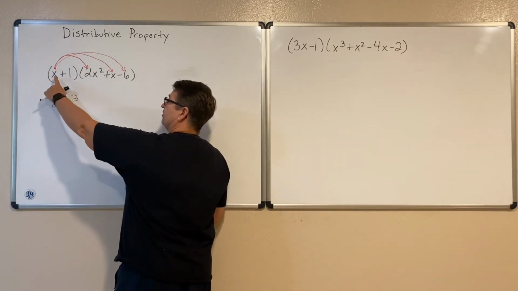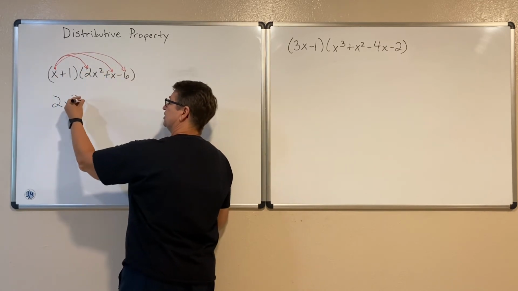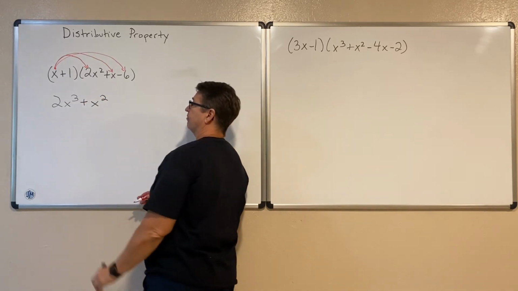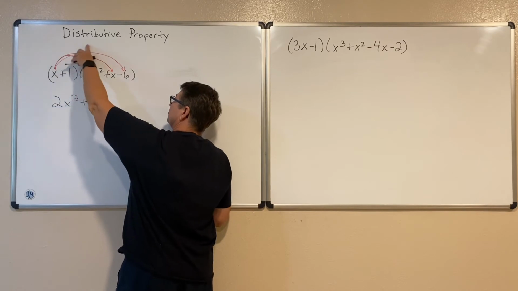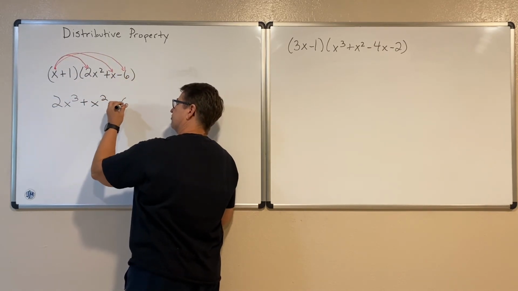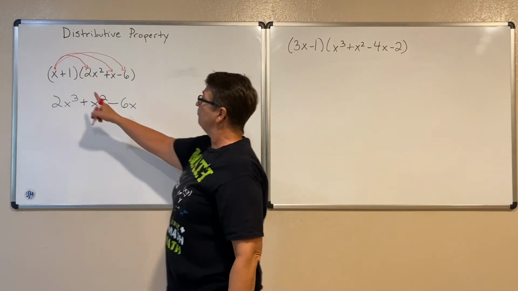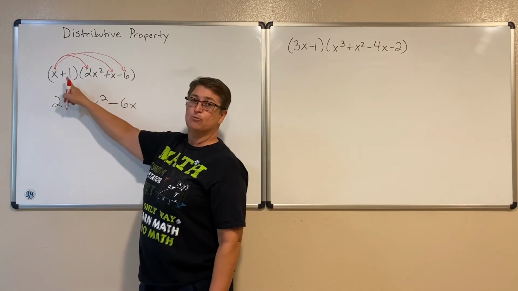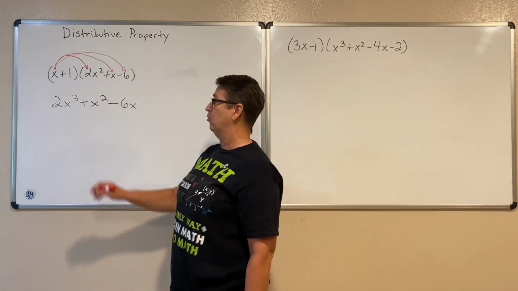Now I'm going to multiply this x times that x, which gives me x times x, which is x squared. And now I'm going to multiply the x all the way over to the negative 6. So I get negative 6x. Now I multiplied that x times all three of my terms. Now I'm going to multiply the 1 times all three of the terms. I'm going to distribute that 1.